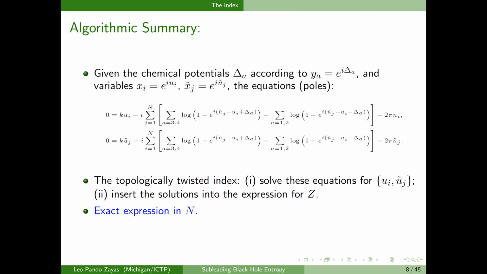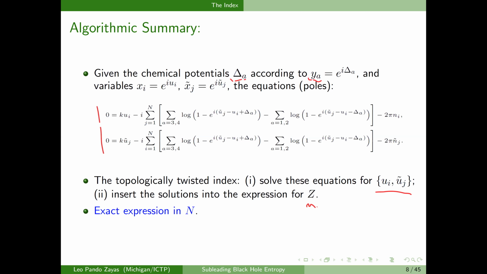if you're given some chemical potentials delta A, which you can rewrite more conveniently using this YA, and these are the integration variables, what you have to do to compute the topologically twisted index is solve this 2n by 2n algebraic system of equations for the holonomies UI. And once you have these sets, you plug it back into the expression that I presented in the previous slide, and you will get the topologically twisted index, right?